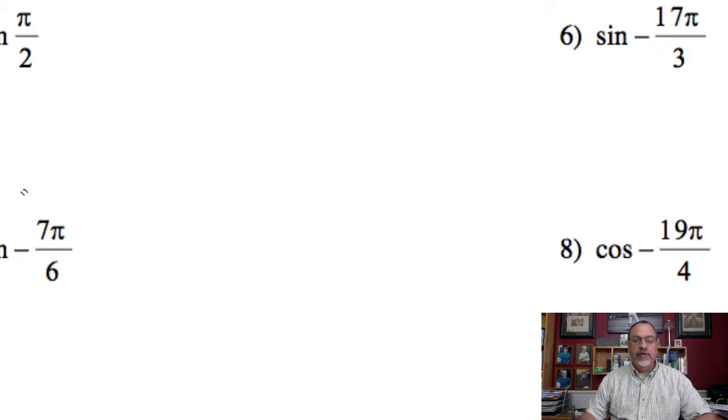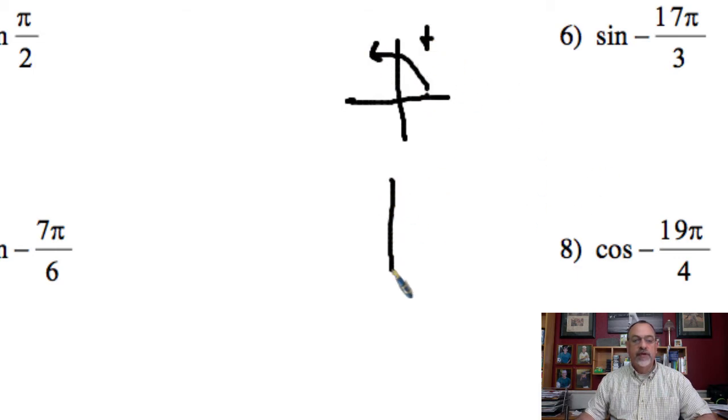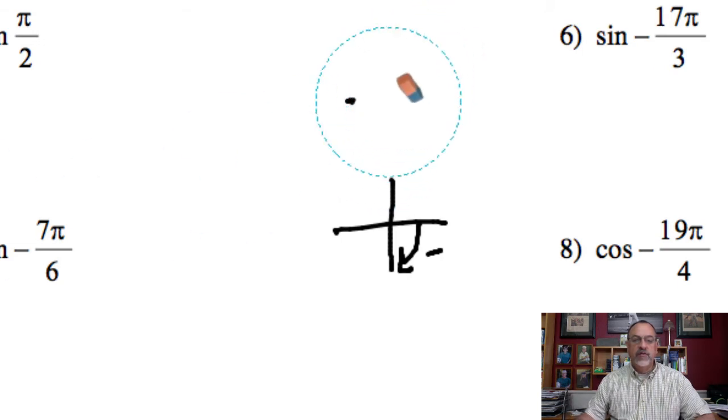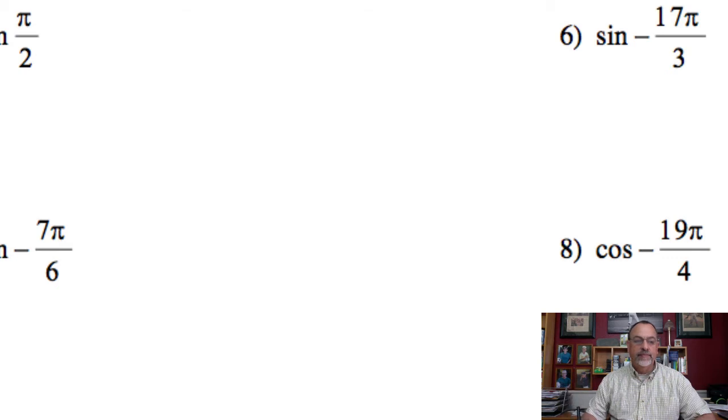Now, a couple of things to remember. If it's a positive sign, we're going to rotate counterclockwise. Okay, so this would be a positive rotation. If it's a negative sign, it's going to be a negative clockwise rotation. And then we're going to look at the denominator to help us know what kind of angle it is. It's just a matter of where this angle ends up.